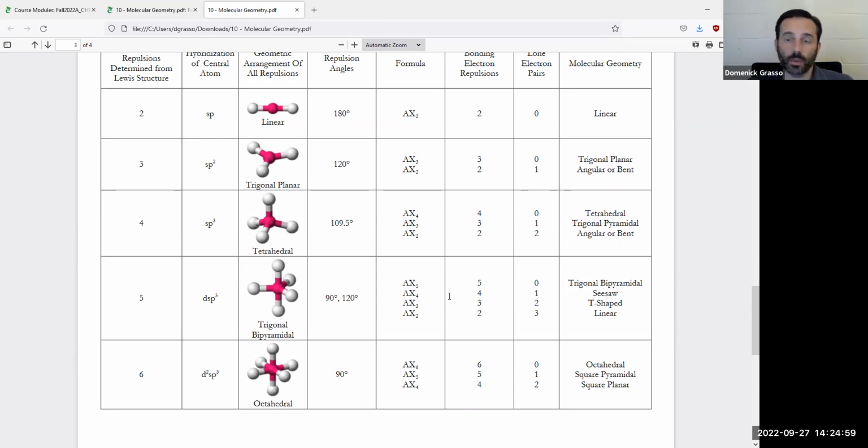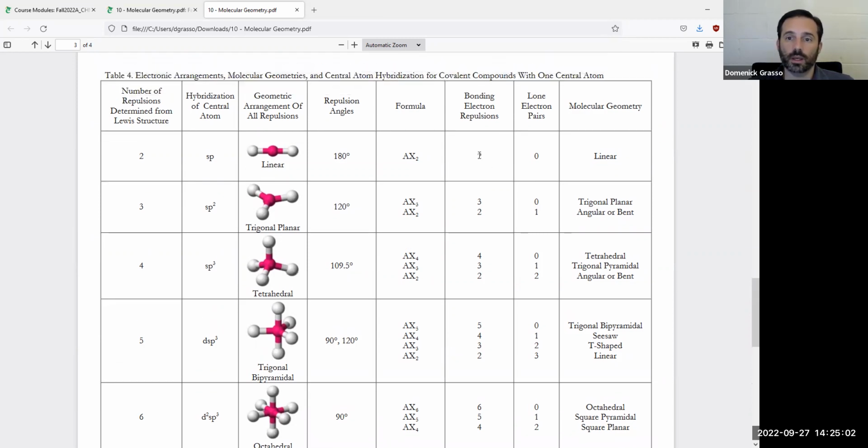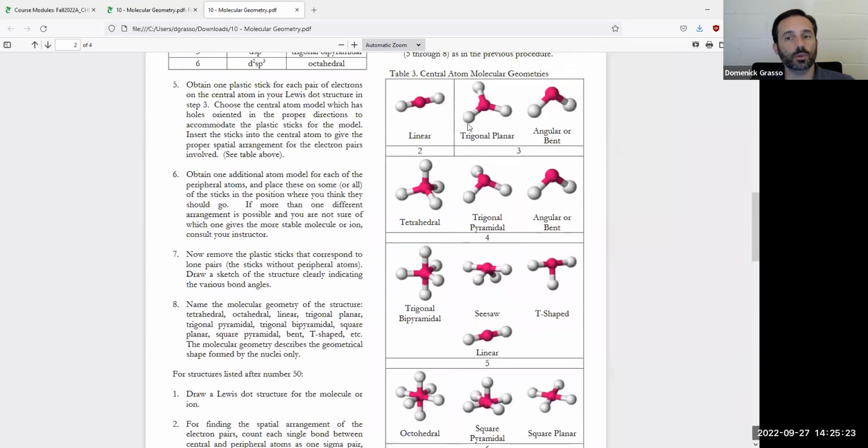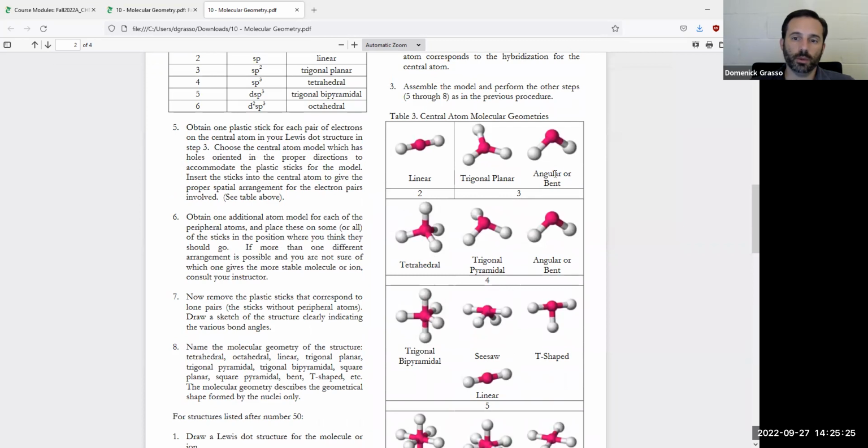One way to do this is, how many bonding electron domains does it have? If it has two, it's linear. That's what we figured out. If it's got three, we call it trigonal planar. If it's got four, we call it tetrahedral. So you can use this diagram or this table to predict what your molecules are going to look like. Here are those pictures too: linear, trigonal planar, bent, tetrahedral, trigonal pyramid, bent. So you've got these shapes right here.